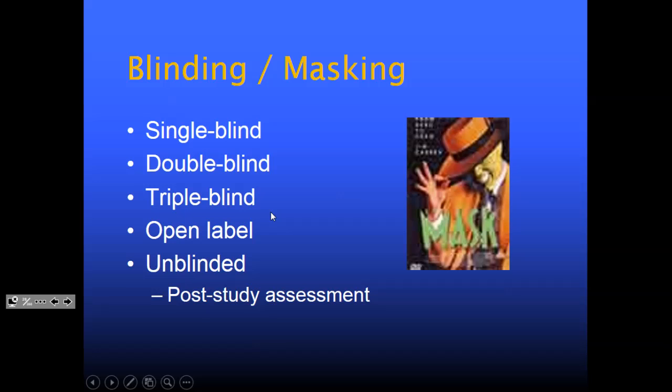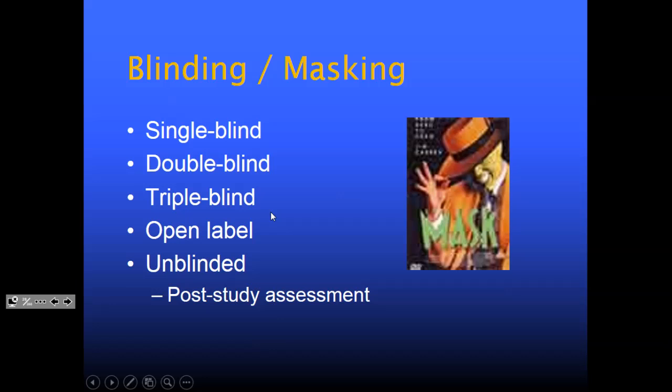And the next component to minimizing bias, we want to be those Ghostbusters. We want to keep that bias at bay, keep that to a minimum. How do you do that? One of the ways is through blinding. There's what's called single blind, double blind, triple blind studies.